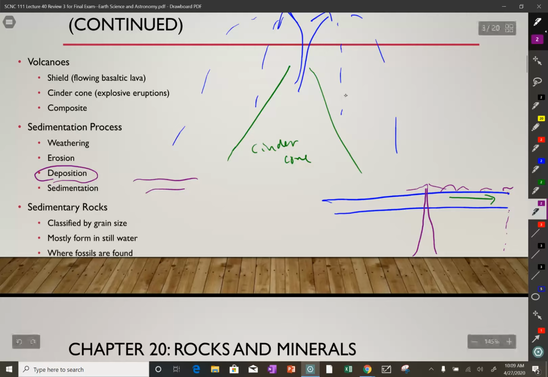Now, sedimentary rocks are classified by grain size. So really small is a clay, and then you get larger. You have silt and sand. And then as those compress, they'll form rock. And so the clay will form mudstone. If you have clay and silt mixed together, then we call it shale. And then sand forms, of course, sandstone.